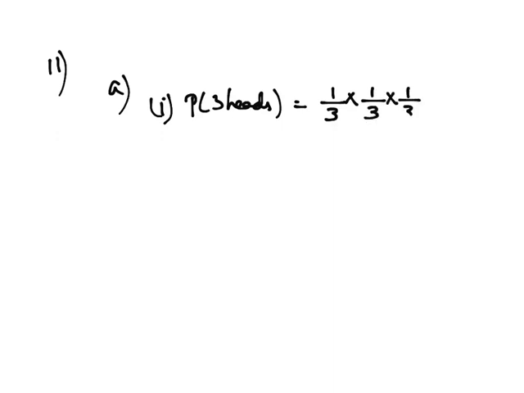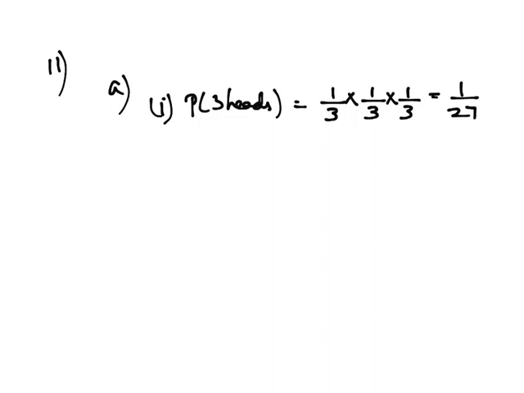The 11th problem. The probability of obtaining heads on a biased coin is 1 by 3. Now, Sammy tosses the coin 3 times. Find the probability of getting 3 heads. Okay, so A, P of 3 heads. He is tossing it 3 times. So 3 heads is nothing but 1 by 3, first time head, the second time head, and the third time head. So which is nothing but 1 upon 27.